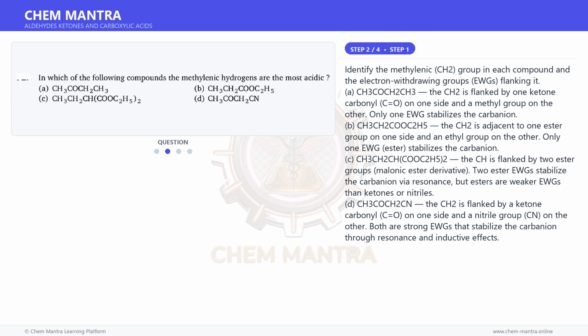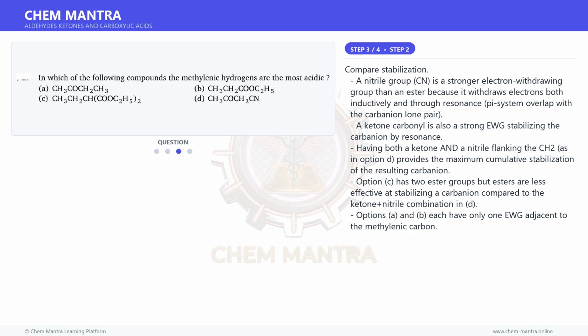D. CH3COCH2CN: the CH2 is flanked by a ketone carbonyl, C=O, on one side and a nitrile group, CN, on the other. Both are strong EWGs that stabilize the carbanion through resonance and inductive effects. Moving on to the next step.